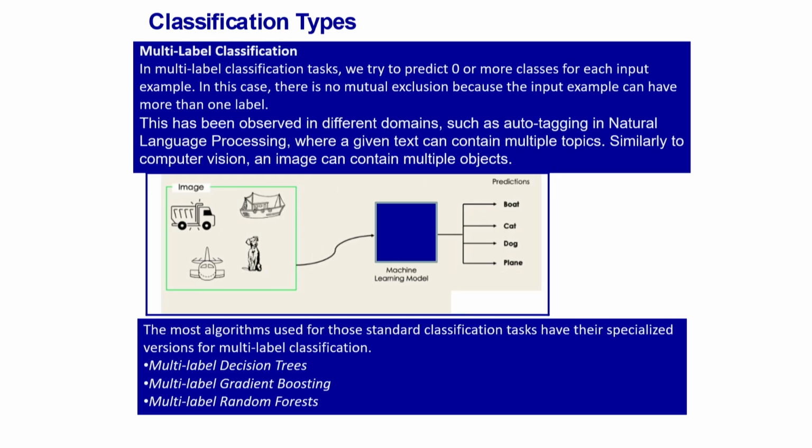it is used in various domains like auto tagging in natural language processing: given a text, whether it contains multiple topics or not, right. You have a text, and you can find out whether it contains one topic, two topics, or multiple topics.